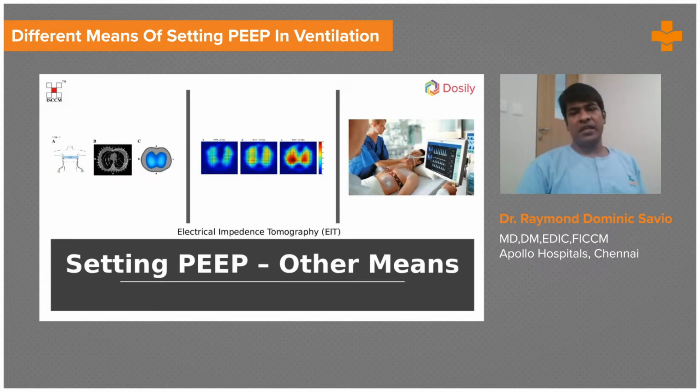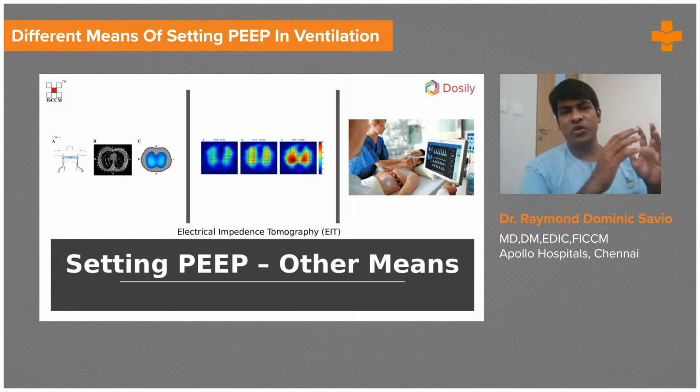Now again, we are talking about resource limited settings, times where we don't have enough ventilators. So I'm not going to tell you to all start using electrical impedance tomography, but basically it's a system where a group of electrodes are tied across the chest. These electrodes emit small AC current which is read by a few other electrodes that study the conductivity and resistance of current and give you a tomographic appearance of the lung.